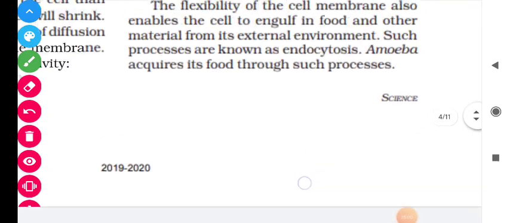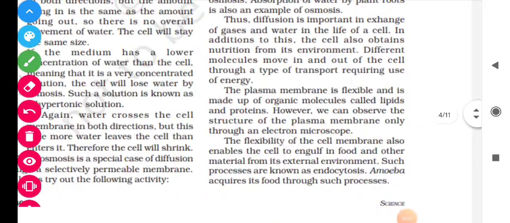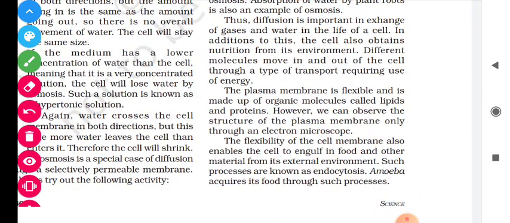So here we are ending the topic plasma membrane. In the plasma membrane you have to remember how the diffusion and the osmosis process takes place, what the types of solution inside the osmosis process are, and how the plasma membrane is constructed. These are the most important topics that you can learn from this lecture.